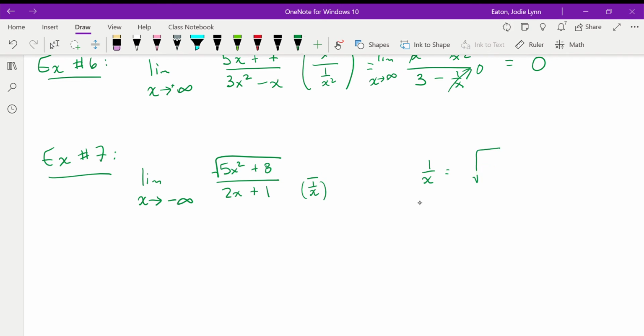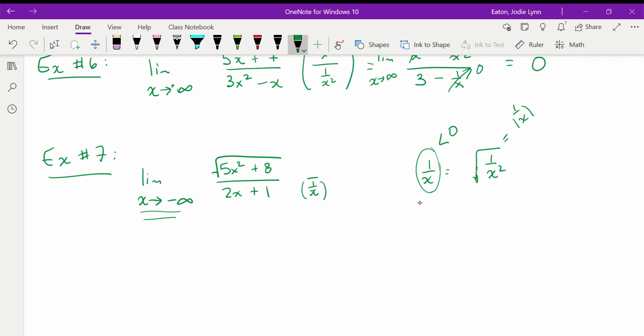Okay? So if x were positive, I would write 1 over x as radical 1 over x squared. Okay, because if I square something and take the square root. The problem is, because we're going to negative infinity, 1 over x here is going to be less than 0. So in order to actually keep this equal, something that's less than 0 can't be equal to something greater than 0. This is equal to the absolute value of 1 over x.